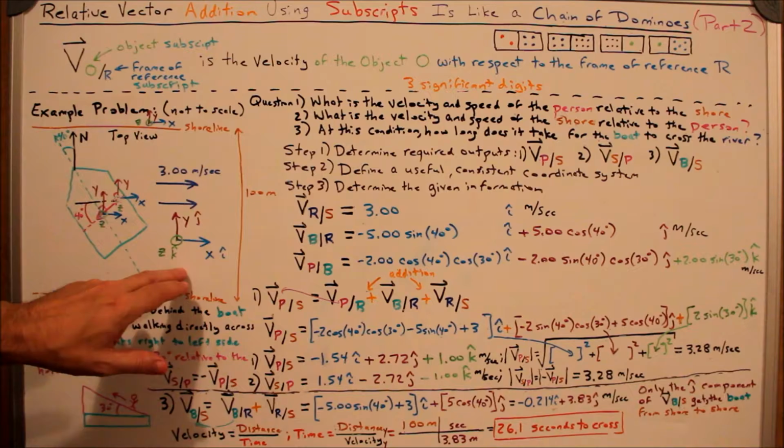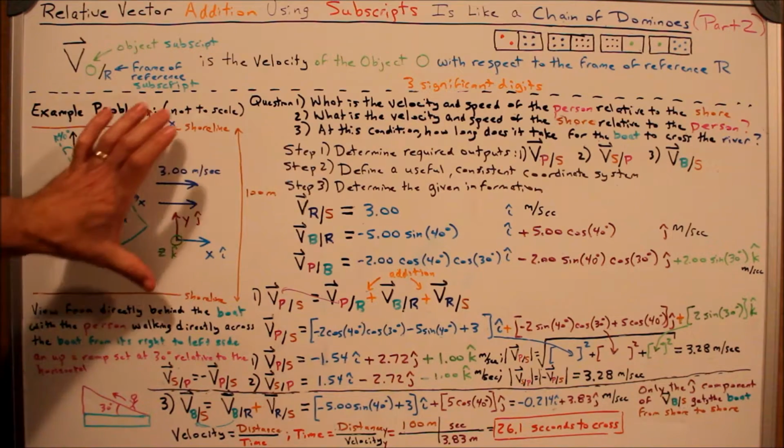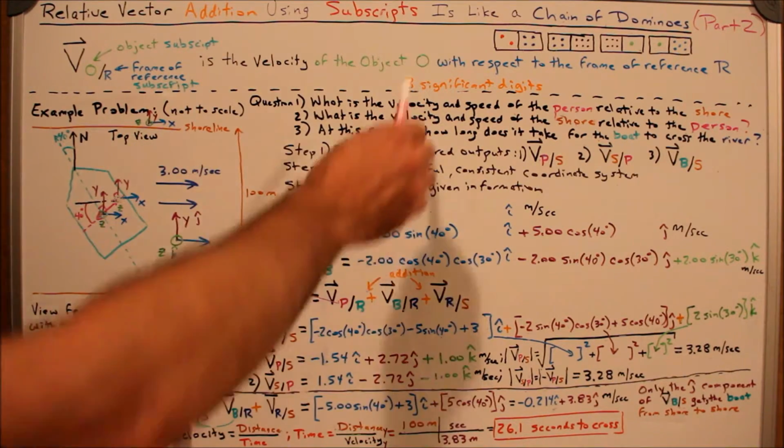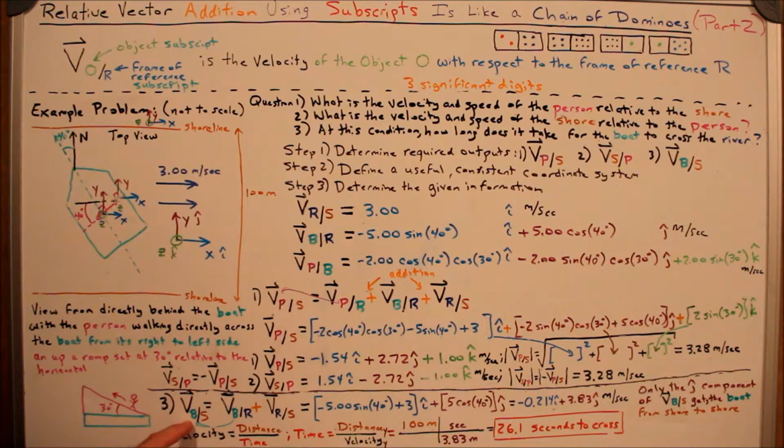But we need the velocity of the boat with respect to the shore. So that's what we want, and we write that on one side of the equal sign. I'm not given the velocity of the boat with respect to shore directly here, so I need to do my subscript object and frame of reference addition, just like the chain of dominoes. I need to have the same object at the beginning, so I'm going to write down boat.